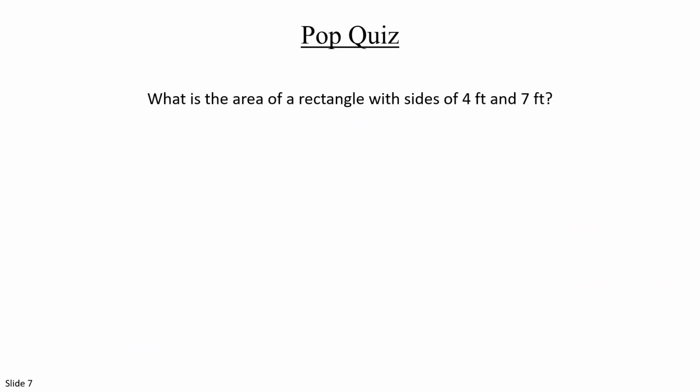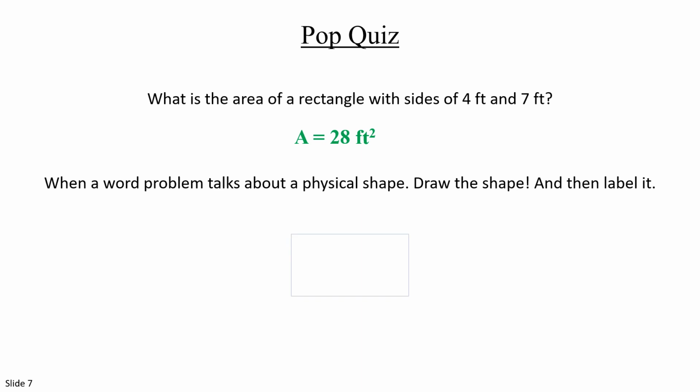Pop quiz. What is the area of a rectangle with sides 4 and 7? 28 feet squared. When a word problem talks about a physical shape, draw the shape and then label it.